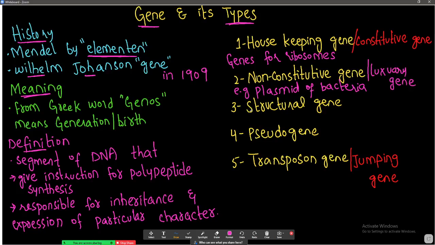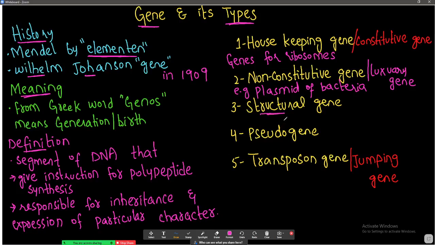The third type of gene is structural gene. So what are structural genes? As the name indicates, they are responsible for the structure. They are those genes which can code for synthesis of a specific polypeptide. For synthesis of a specific polypeptide, they are responsible for the coding.